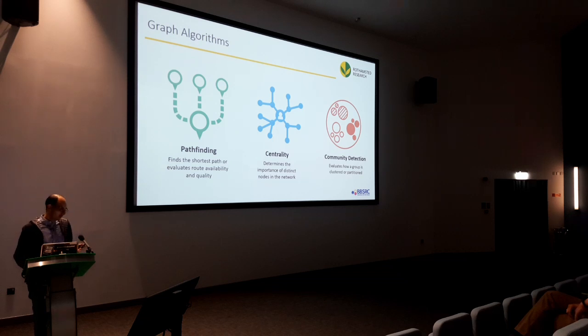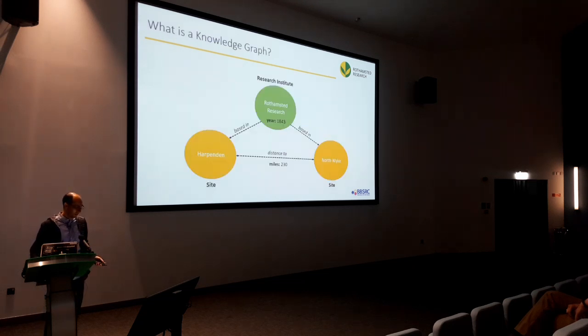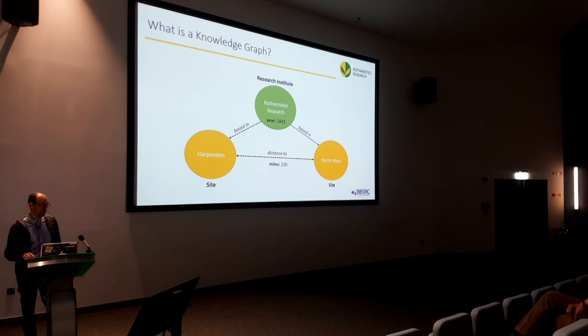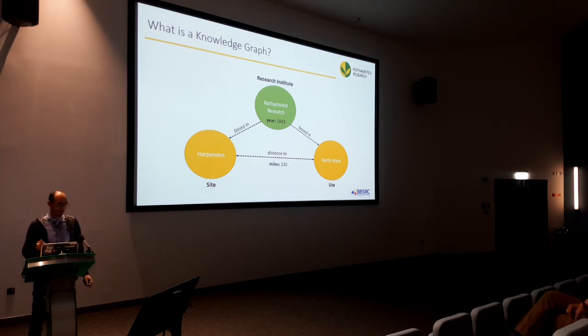The very special type of graph that I'm focusing on today is called the knowledge graph. I'm going to spend a minute just to introduce what a knowledge graph is. This is a very simple knowledge graph with 3 nodes. One node is Rothamsted Research. The other 2 nodes are Harpenden and Norswick. Each node has a label. Rothamsted Research is an institute, Harpenden and Norswick are sites, and the relationships between them have a label as well. Rothamsted Research is based in Harpenden, and Harpenden is about 230 miles away from Norswick. So this is really a knowledge graph example.